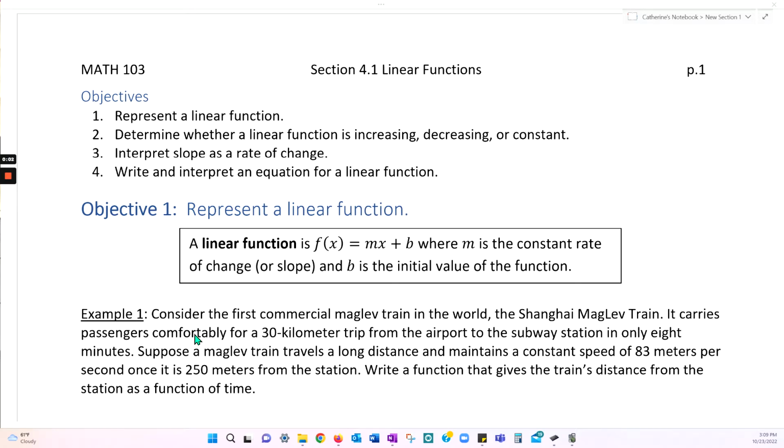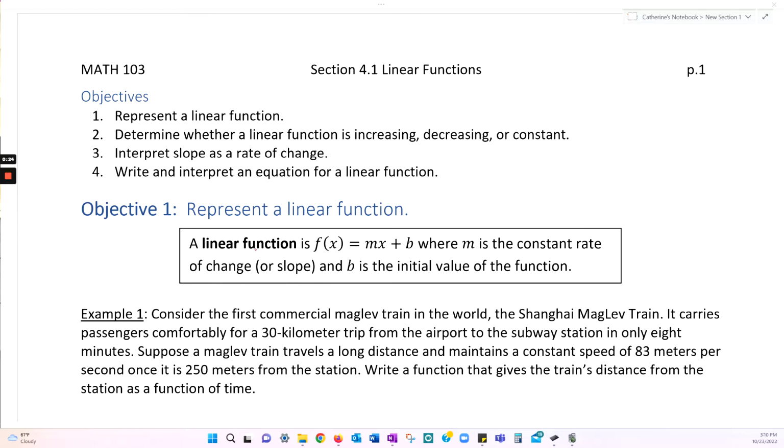This is section 4.1, linear functions. So we're going to look at linear functions, but basically just straight lines, but with function notation. So instead of y, we'll use f of x. And then we'll look at some applications. So really most of this is going to be the application side of things.